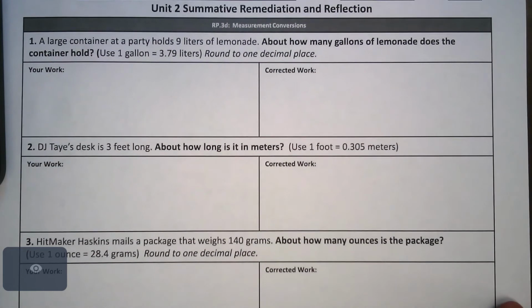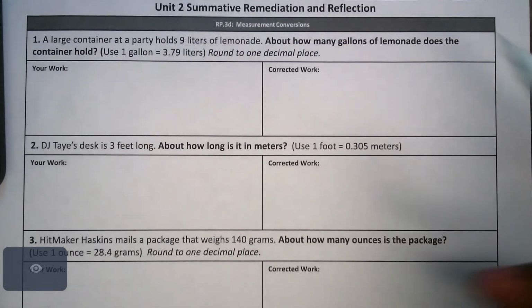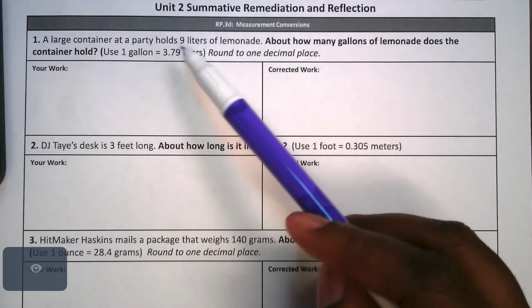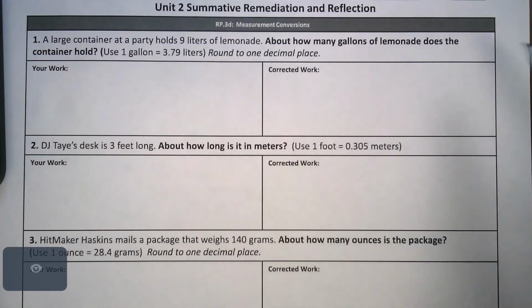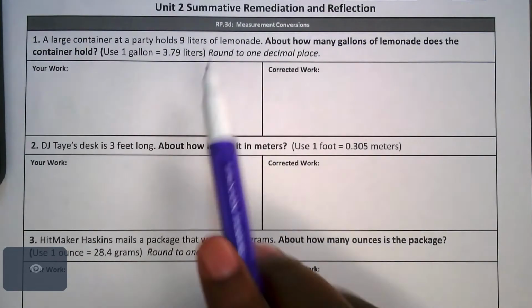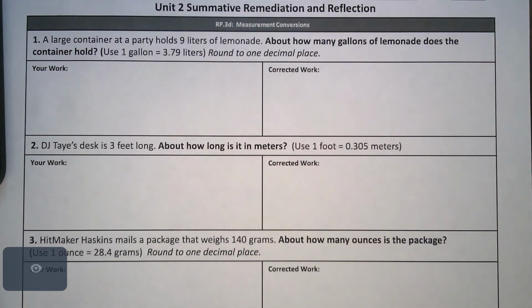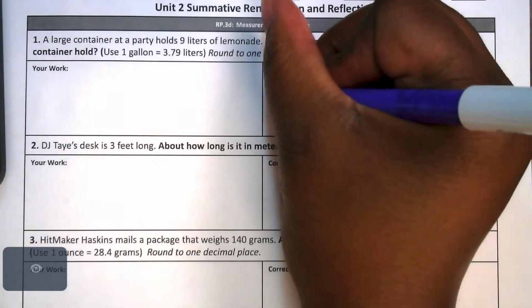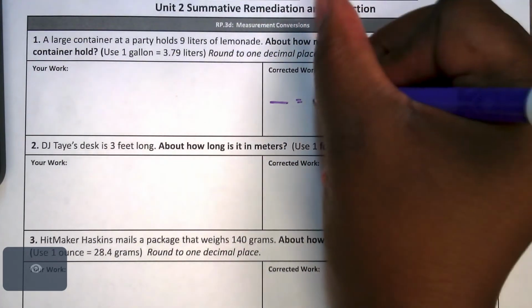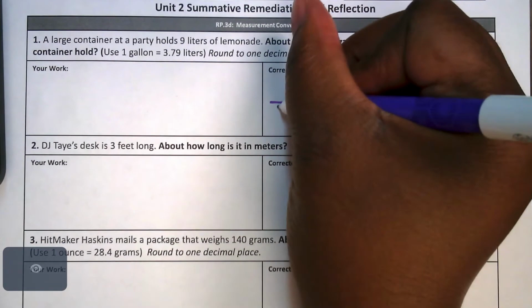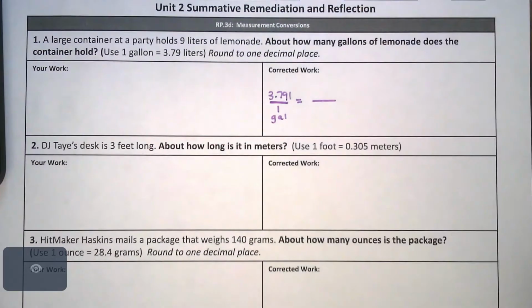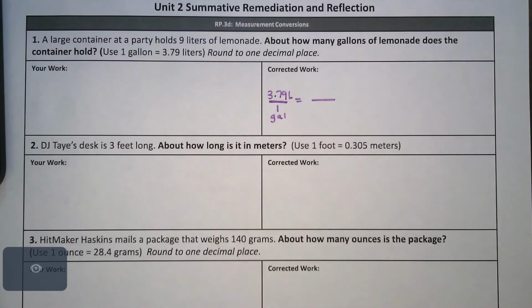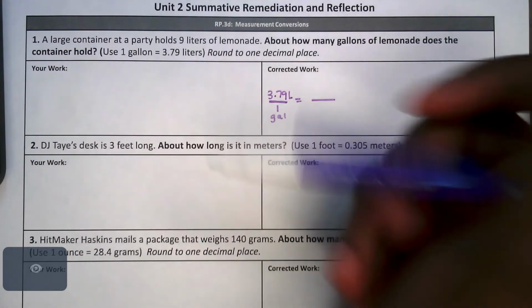All right, now we're looking at measurement conversions. Number one, a large container at a party holds 9 liters of lemonade. About how many gallons of lemonade does the container hold? So the conversion factor they want us to use is that 1 gallon is equal to 3.79 liters. So if I wanted to set up a measurement conversion, I will be using the unit rate that 1 gallon is equal to 3.79 liters. All right. So I'm comparing gallons down here and liters up here.